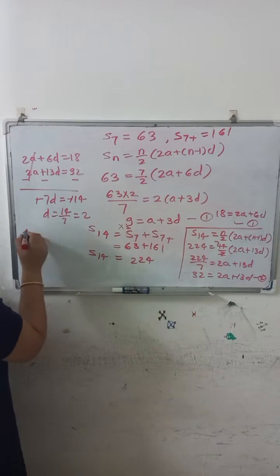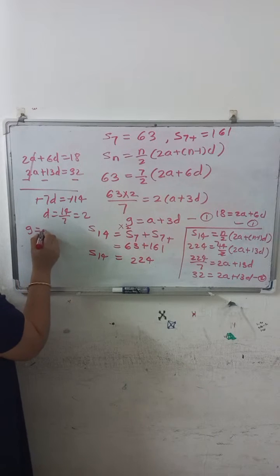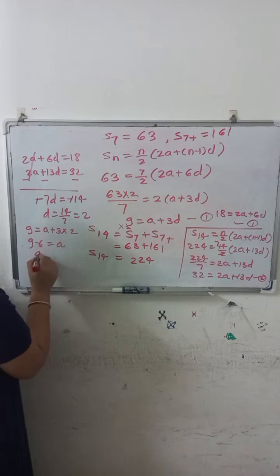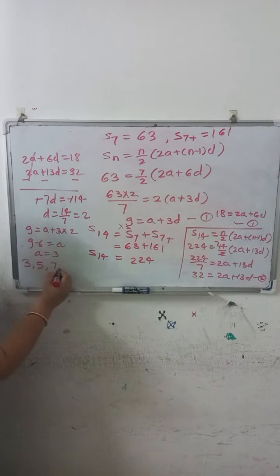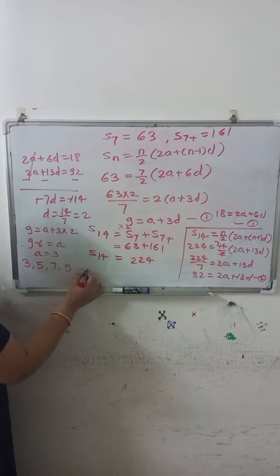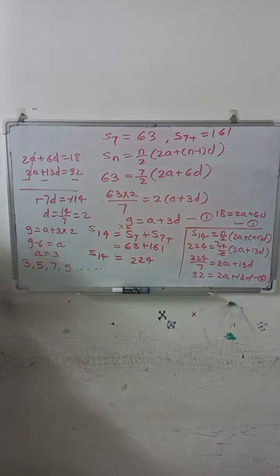Here you can take any equation. 9 is equal to a plus 3 into d, which is 2. So 3 twos are 6, transpose it to this side. So a is equal to how much? 3. So I got the first term is 3. Add 2 to that: 3 plus 2 is 5, 5 plus 2 is 7, 7 plus 2 is 9, and so on. This is the AP we got.